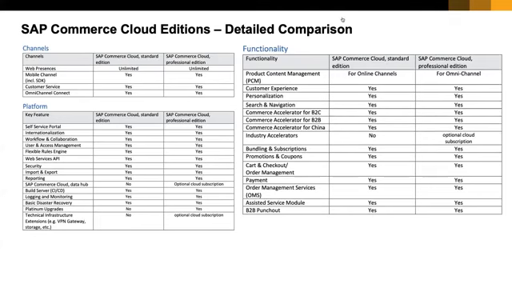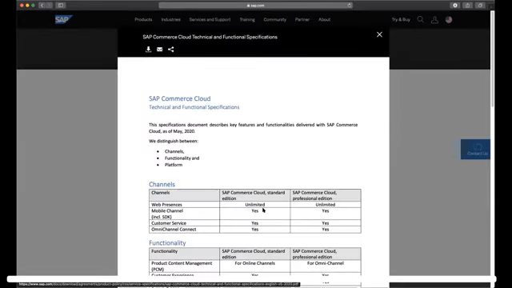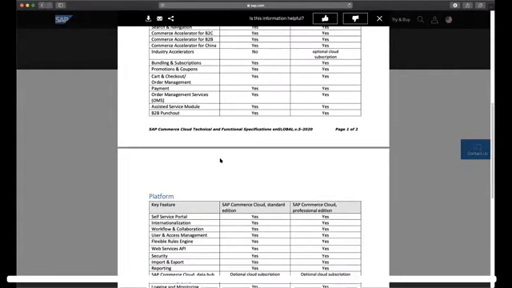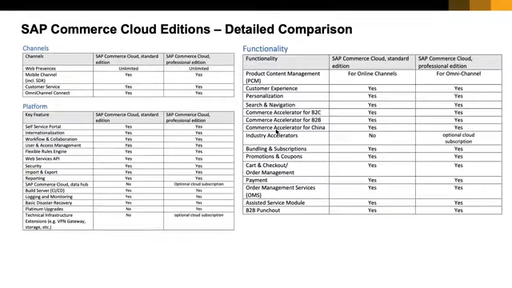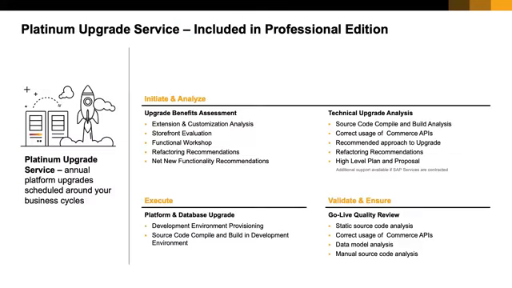If you go to the same link that I pasted before, there are two documents. The second document shows the differences between these two editions. The Professional Edition also comes with another thing called the Platinum Upgrade Service. The Platinum Upgrade Service is a service that is provided to you by Field Services. It is an annual service, scheduled around your business cycles. I think after 1 year, you are eligible to use this service.